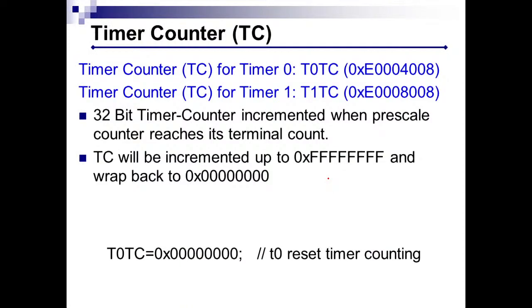Then one more is the timer counter register, TC. The timer counter register for timer 0 is T0TC, and this is the address of that register. For timer 1, it is T1TC, and again this is the address of that register. Remember, every register in the ARM processor has a 32-bit address. So you will be able to access those registers with the help of addresses also, because this will be needed whenever you are writing assembly language programs.